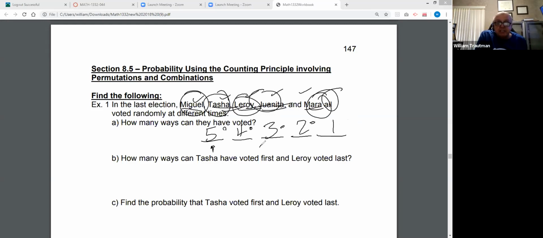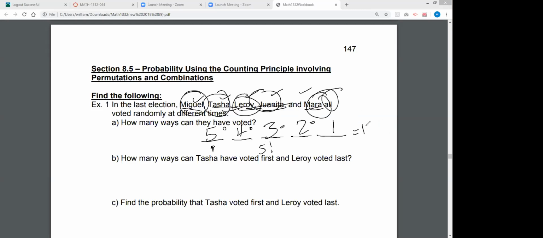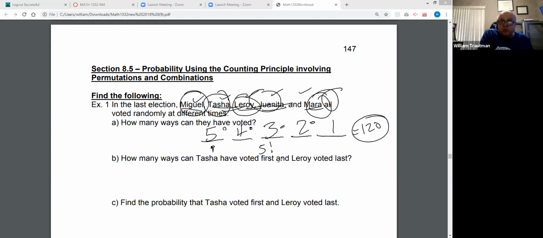By the way, this is the same thing as writing 5 factorial if you have 5 people. So put that in your calculator. 5 times 4 is 20. You get 120 when you do that, which is the same thing as 5 factorial. If you don't know what 5 factorial is, watch the video.